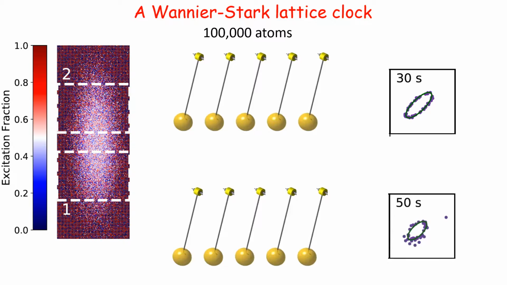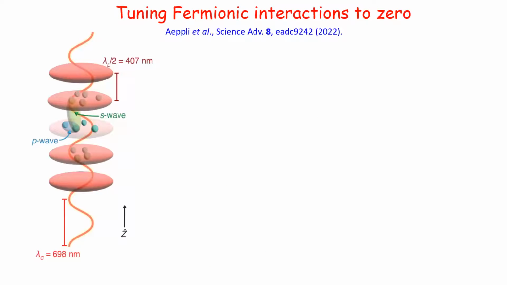If you wait 50 seconds, you can still see the coherence. It's really telling you these quantum pendulums, if you have no laser noise, are really in coherent superposition for that long. And with such a long coherence time, you can start to really tune the atomic interactions.